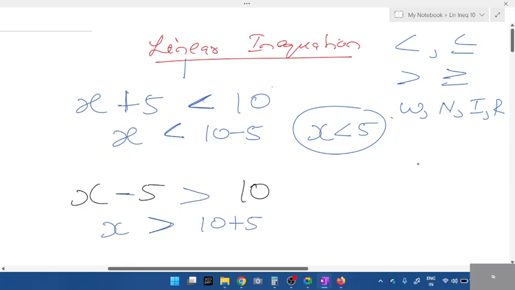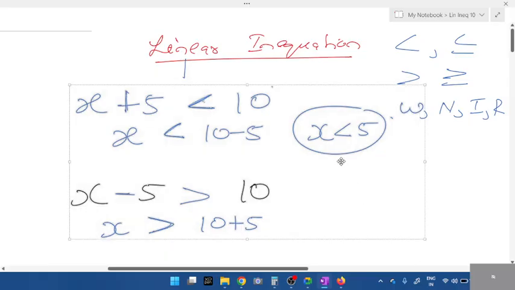So the main concept here is the less than symbol will change to greater than, or less than equal to symbol will change to greater than equal to. These are the rules you'll have to follow for linear inequation. The answer is x is greater than 50.